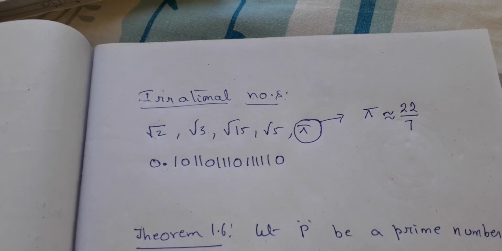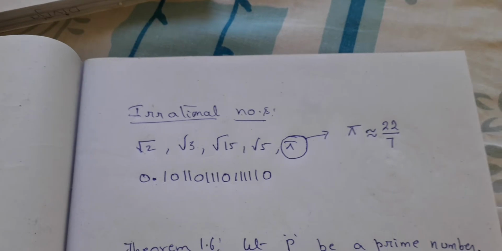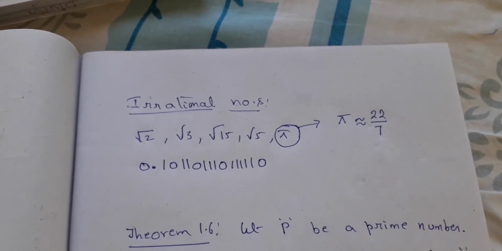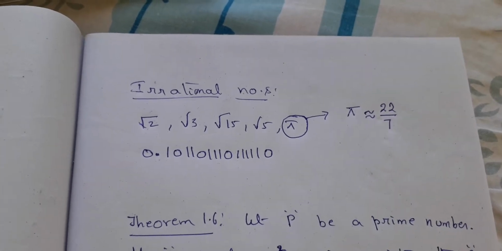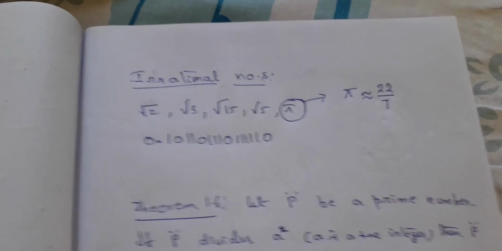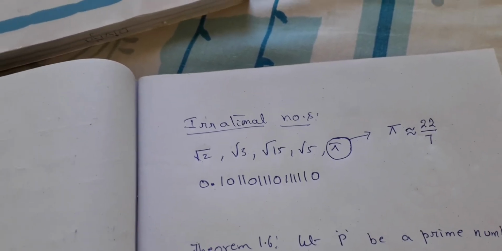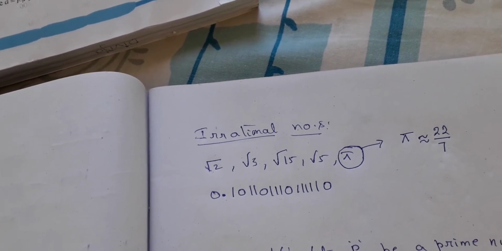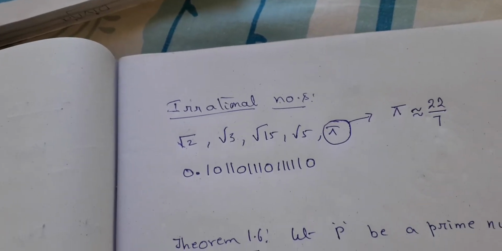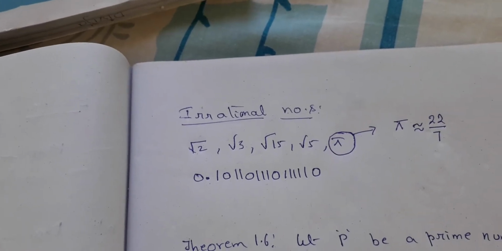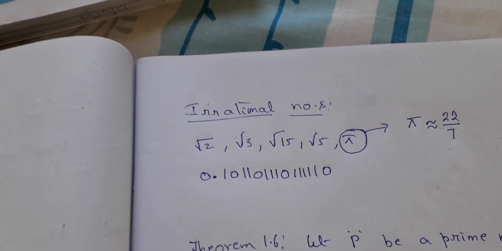So please remember, if 22 by 7 is asked in your board examination, then it is a rational number. If pi is asked, then it is an irrational number. Please remember, children, so that you do not lose your half mark. This is how we define irrational numbers. Irrational numbers are those numbers which are not rational. So non-rational real numbers are irrational numbers, and examples are root 2, root 3, root 15, root 5, pi, etc.